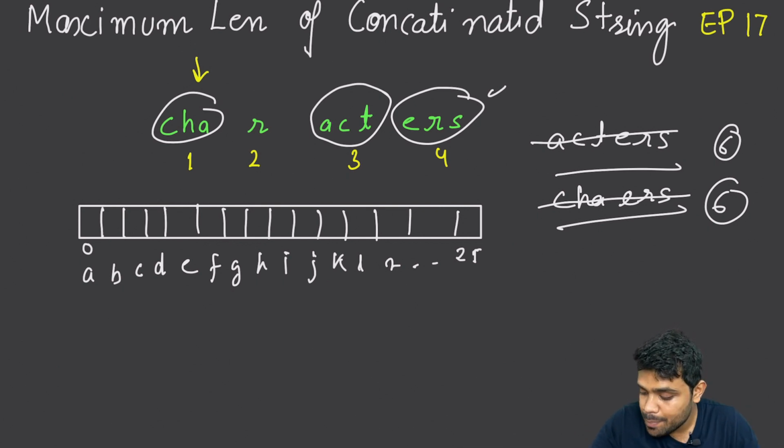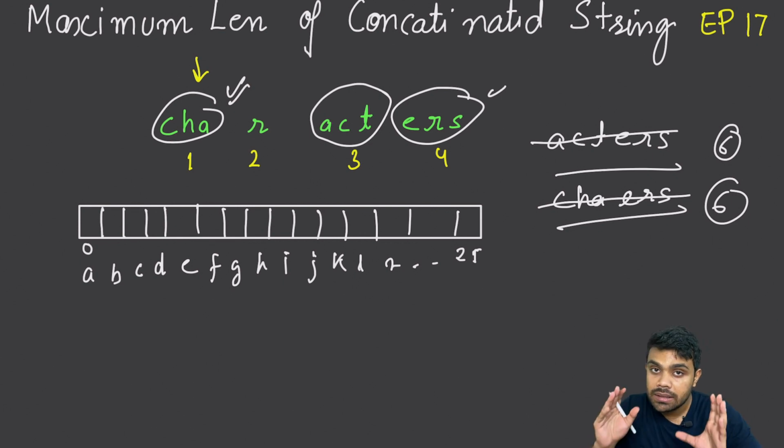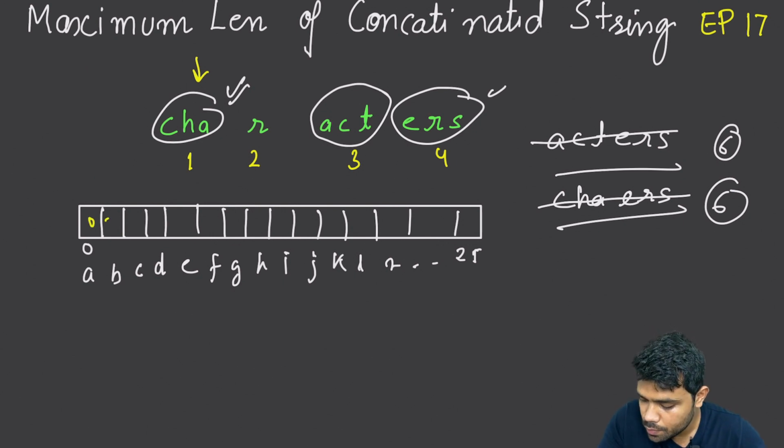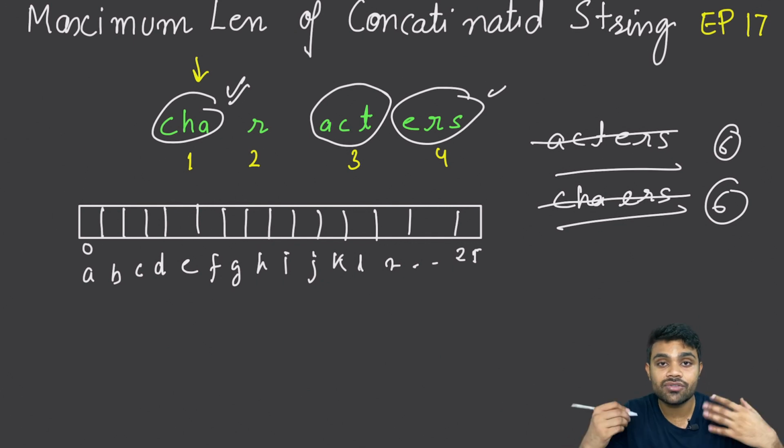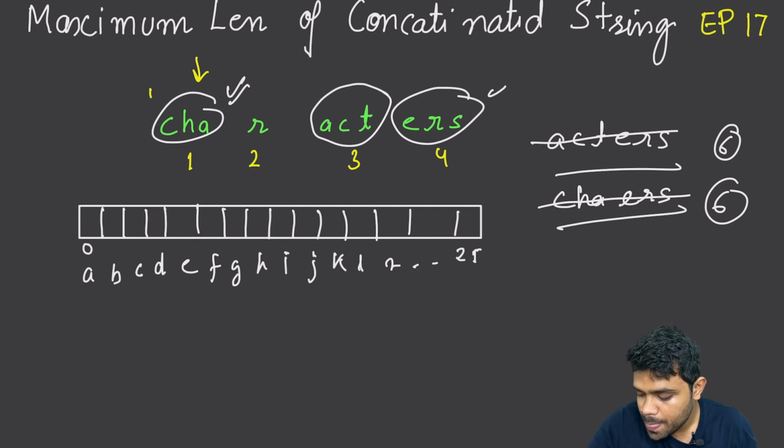And let's say I pick this one up. If I'm picking this up, I will mark the respective indices with 1. Initially everything is 0 because we have not selected anything. Our concatenated string initially is of size 0, there are no characters. Now let us say we are picking this particular string, so I will mark c as 1, I will mark h as 1, and I will mark a as 1.